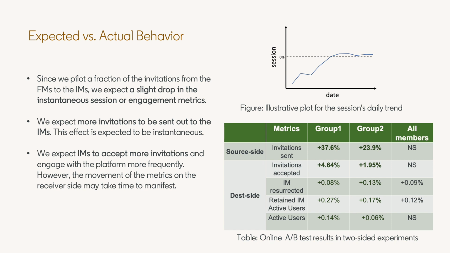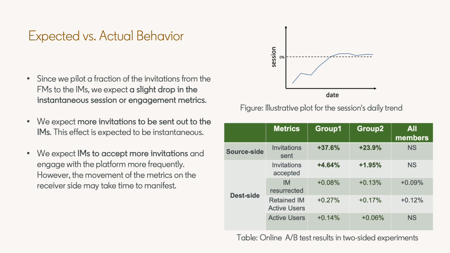So what do we expect to happen, and what actually happened? There were two immediate effects that we thought we would see, and the first one is a drop in session or engagement metrics, simply because invitations that were going to frequent members in the past were now going to infrequent members. And the second immediate impact that we thought we would see is these infrequent members actually receiving more invitations because we were explicitly controlling for that. In the long term, we expected the infrequent members to accept more invitations and therefore engage with the platform on a more frequent basis. So what actually happened?